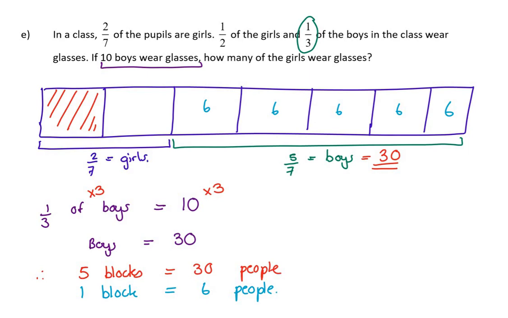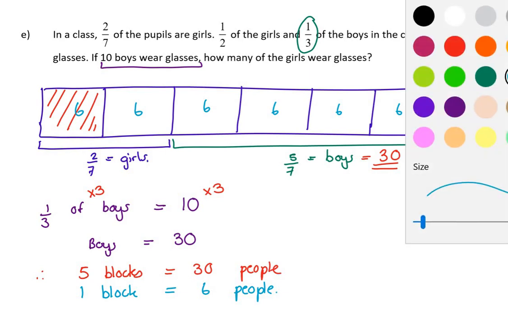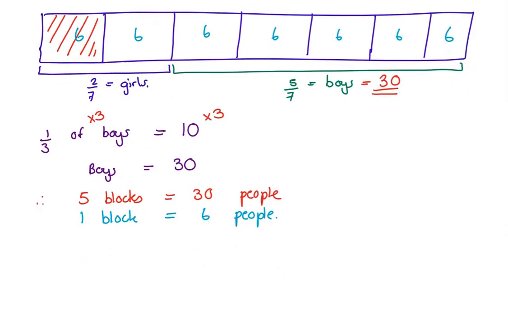That makes sense. How many girls? There's 12 girls. But the question says, how many girls wear glasses? Well, there was only 1 block that wears glasses. So therefore, 6 girls wear glasses.